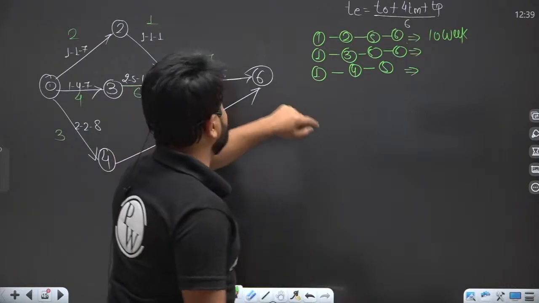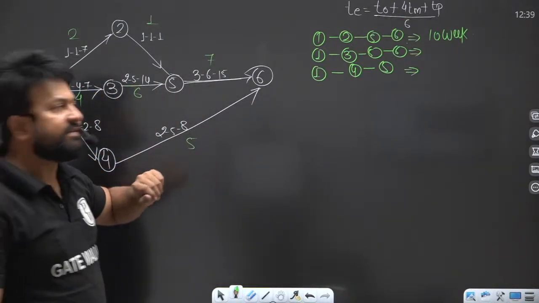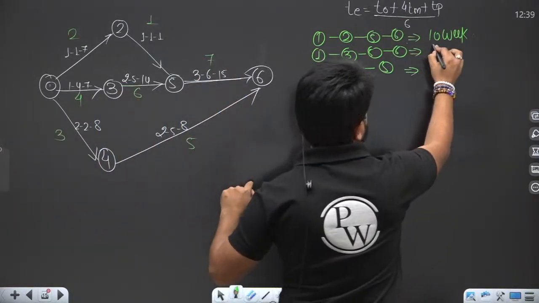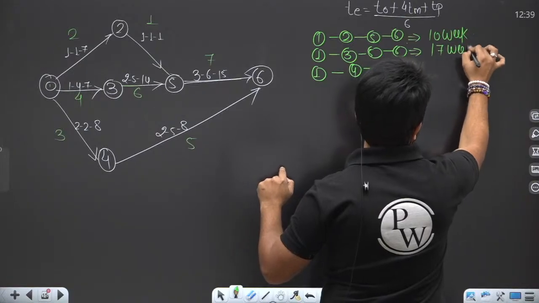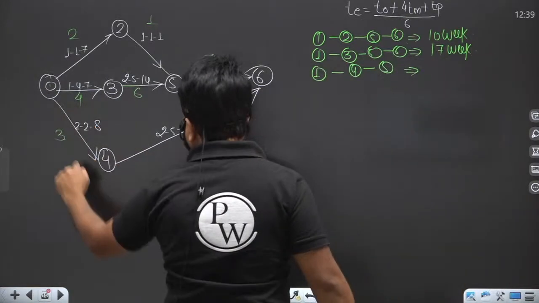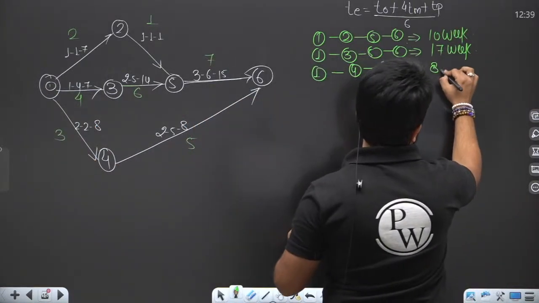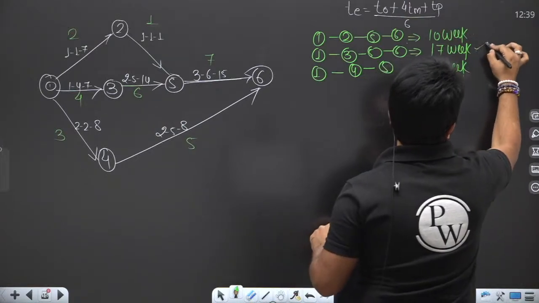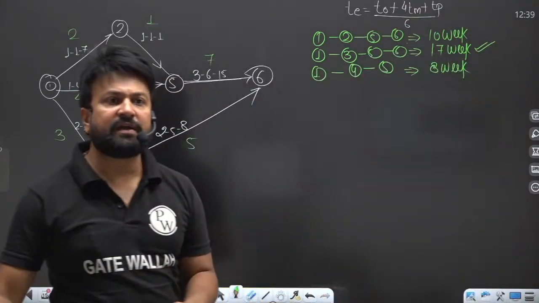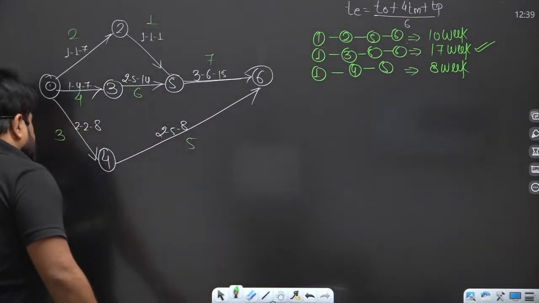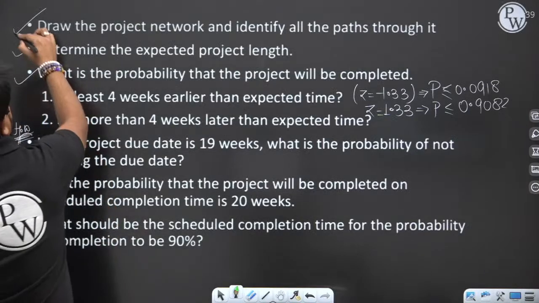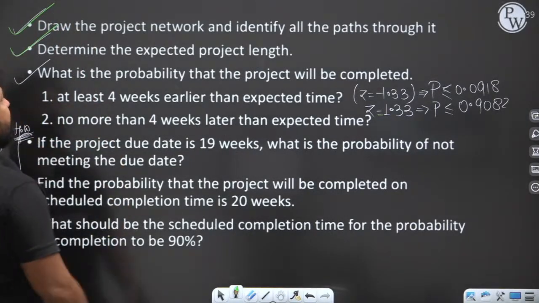1, 3, 5, 6. So it will be what? 17. 4 plus 6 plus 7, that is 17 weeks. Right. 1, 4, 6. That is 8 weeks. So my dear, this will be the critical path. So one is done. Determine the expected project length.